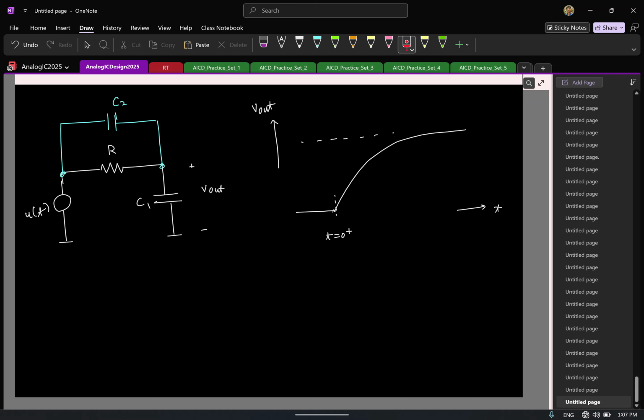At 0 plus, do you think the voltage will remain at 0 or can it change? When can a capacitor voltage change instantly? If you have impulse current flowing, right? Let us say I didn't have this fellow, this old circuit. Can I have impulse current flowing here? Why not?